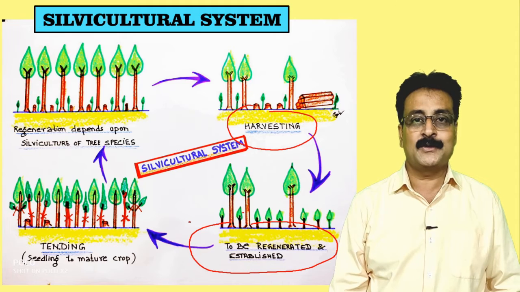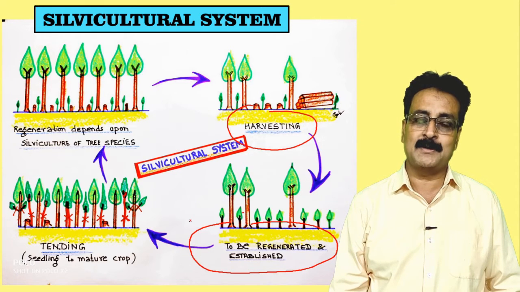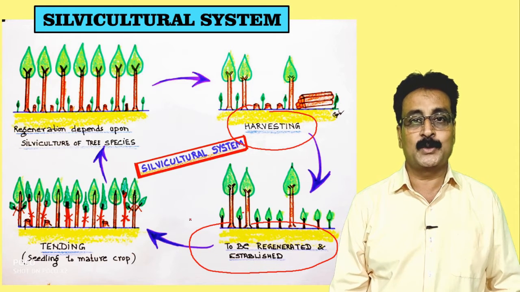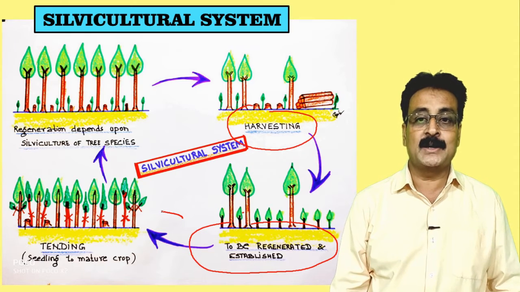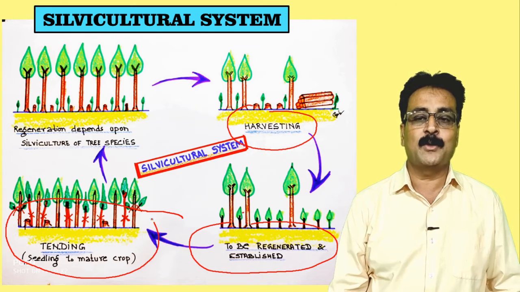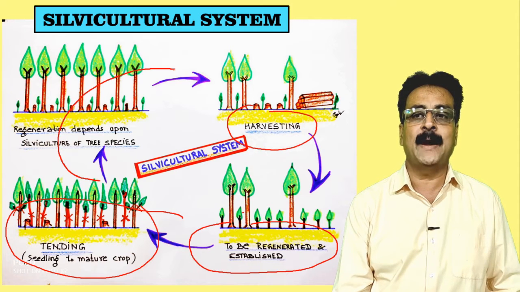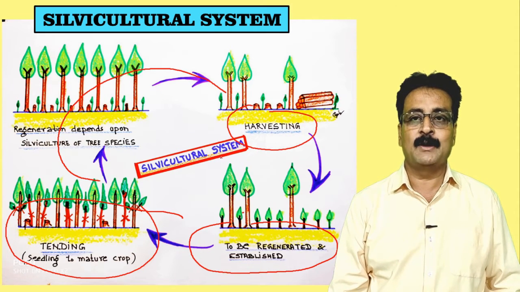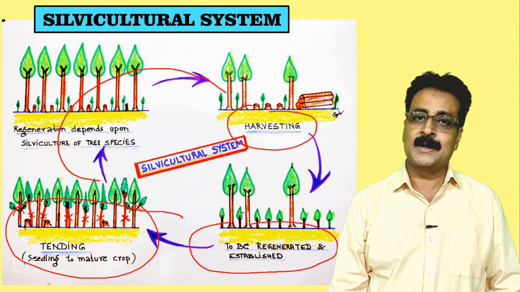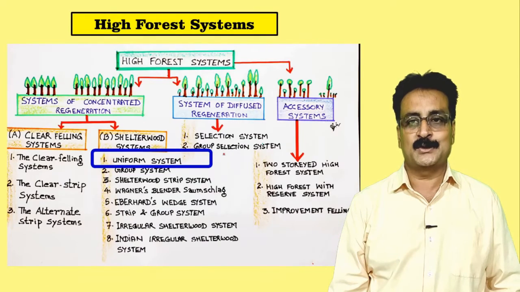Then after the regeneration has been established and is growing into a new forest, there is a tending operation, which is very important for the trees to grow in a healthy, vigorous, and good condition. Then again we come back to harvest. This way we make a cycle of harvesting, regeneration, and tending. So this is a silviculture system.